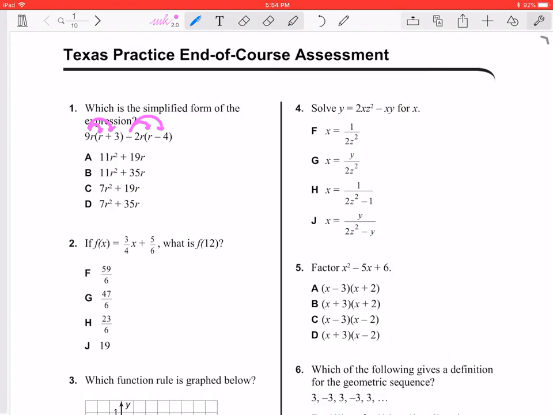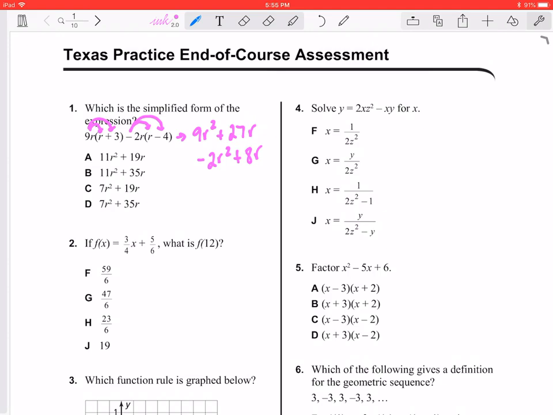So when I rewrite this, that's going to give me 9r squared plus 9 times 3 will be 27r. Then we need to talk about the second side. So then we're going to have minus 2r squared plus, because a minus times a minus becomes a positive, 8r.